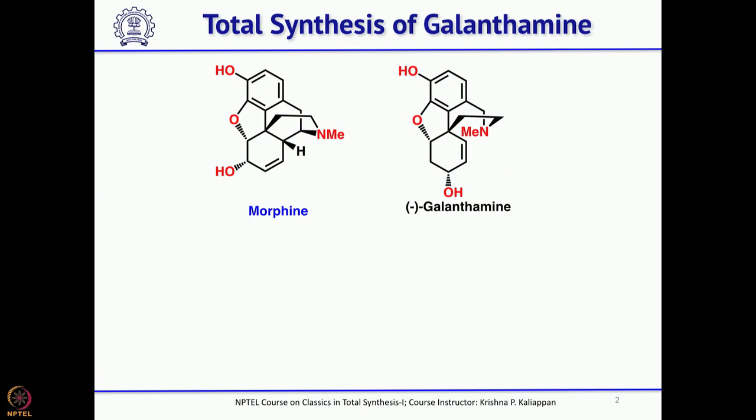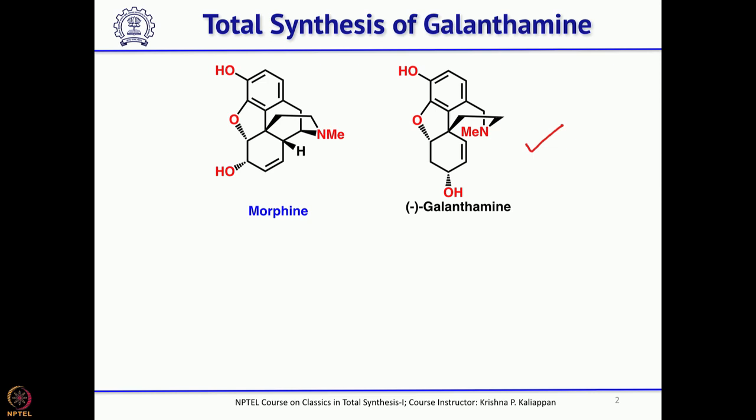So this is the structure of galanthamine, and if you look at this structure, you can see some similarity with another famous alkaloid called morphine. Already we discussed total synthesis of morphine earlier. So it is easy to compare and then see how this new natural product, that is galanthamine, differs from the earlier natural product morphine which we discussed.